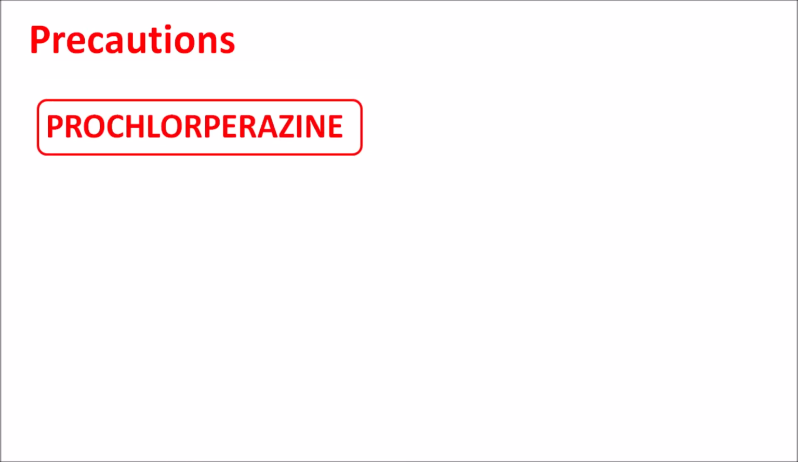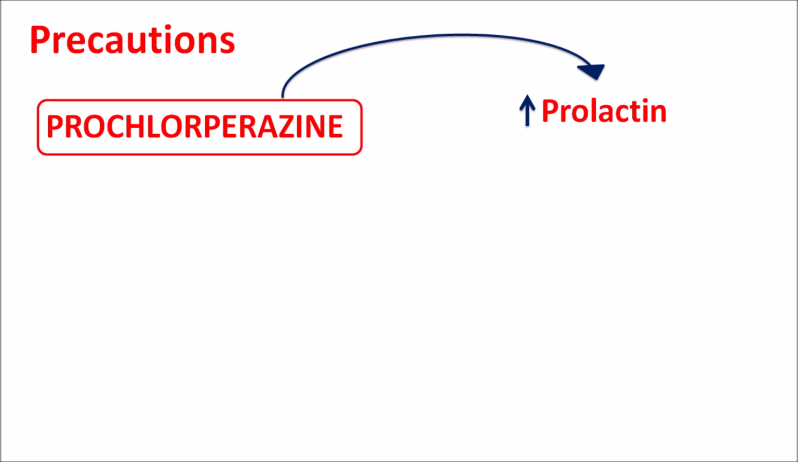What are the precautions? One of the important precautions of prochlorperazine is that this drug can produce increased prolactin levels, because dopamine reduces the prolactin. When this dopamine action is antagonized, it increases the prolactin levels.